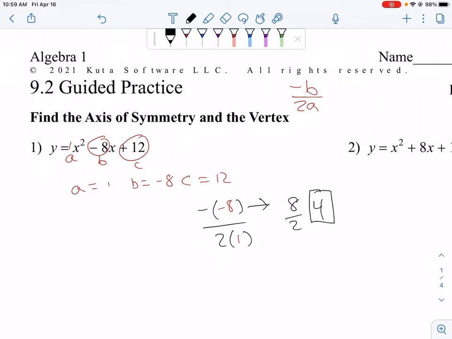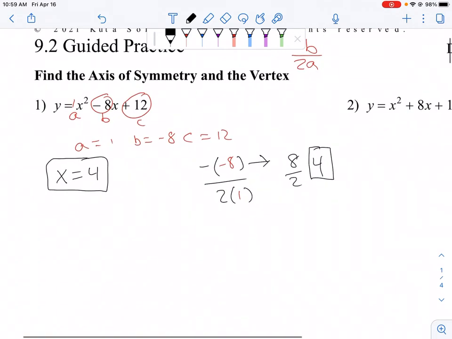So our axis of symmetry is 4, and we write it as an equation as x equals 4. It is a line. It's a dashed line, and it's that mirror on our graph. It's like our mirror. So this is our axis of symmetry. I'm going to label this AOS. The second thing that we're finding is our vertex.